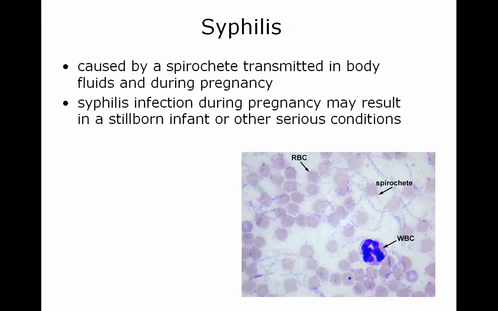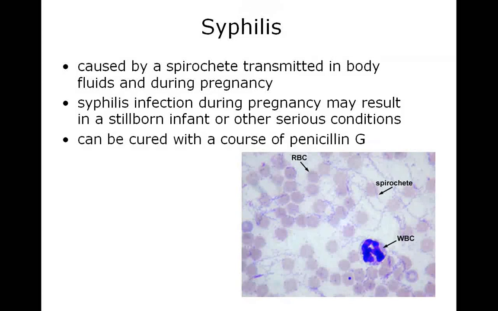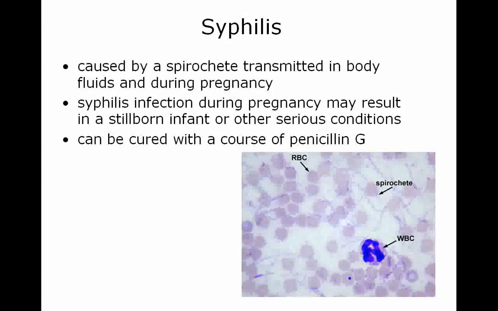Syphilis is caused by a spirochete. It's a particular type of bacteria, and it can be truly cured with penicillin. A course of penicillin G, but after the person has been treated with the penicillin, they certainly need to have the follow-up to make sure that the penicillin did completely cure the condition.